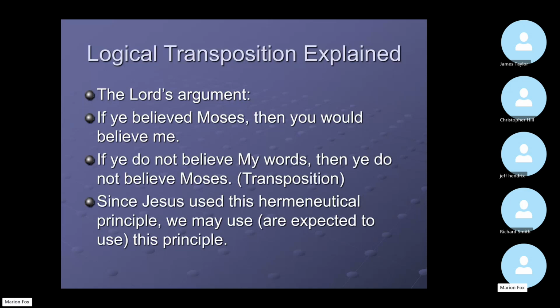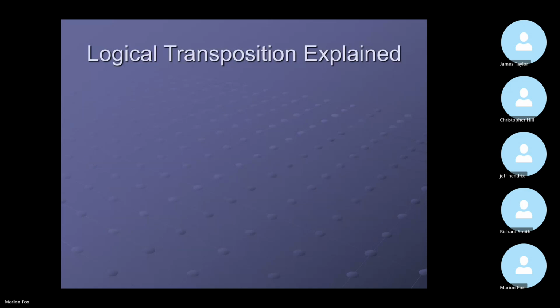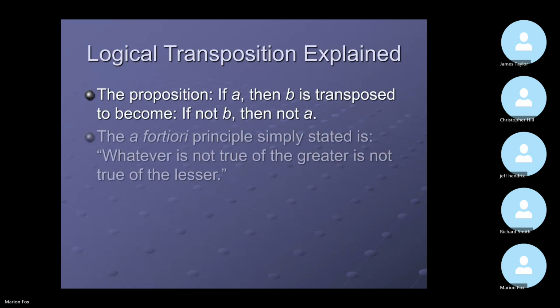So here we see the negation of it, that Jesus negated and reversed the antecedent and consequent. He actually used transposition right here. Jesus himself did it. Any questions? A then B is transposed to become, if not B, then not A.